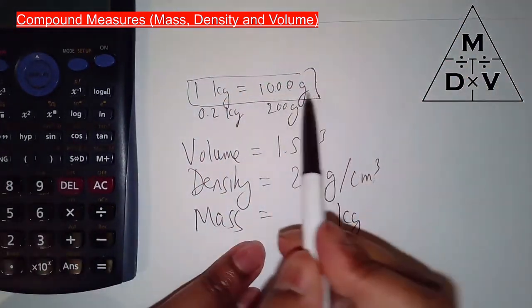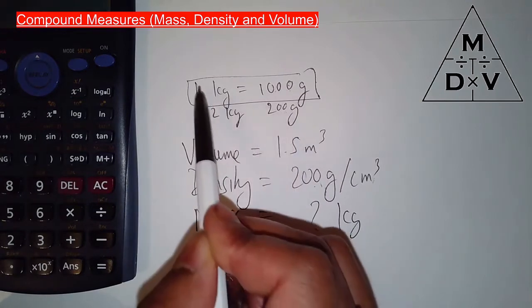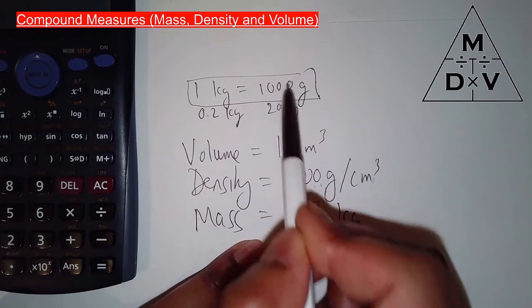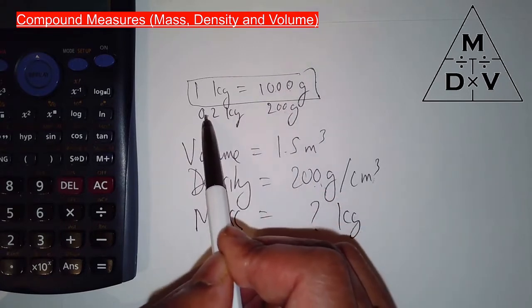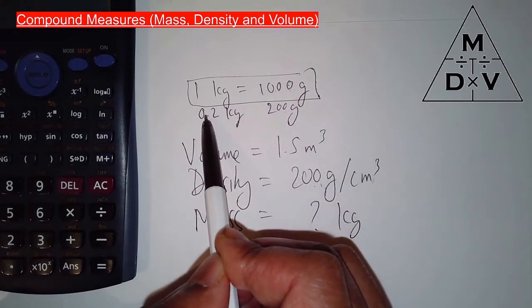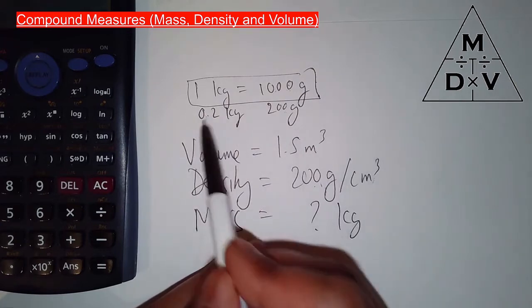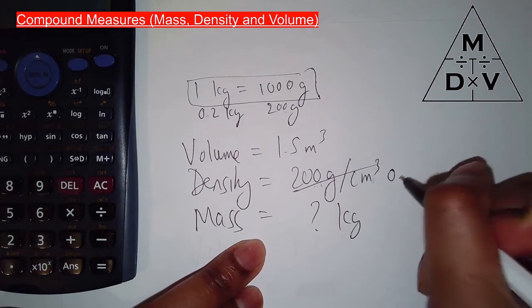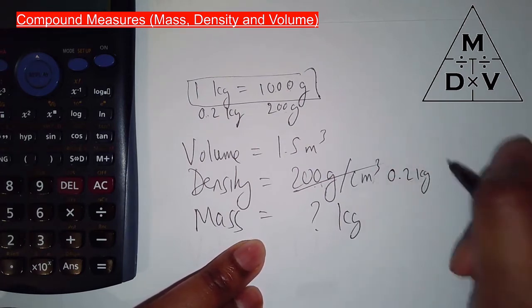So you can check now. From here to here, the number went smaller. So from here to here, the number has to get smaller. So if I'd done 1,000 divided by 200, I would have got a 5. That wouldn't make sense. Right then, I'm going to change that to 0.2 kilograms per centimeter cubed.